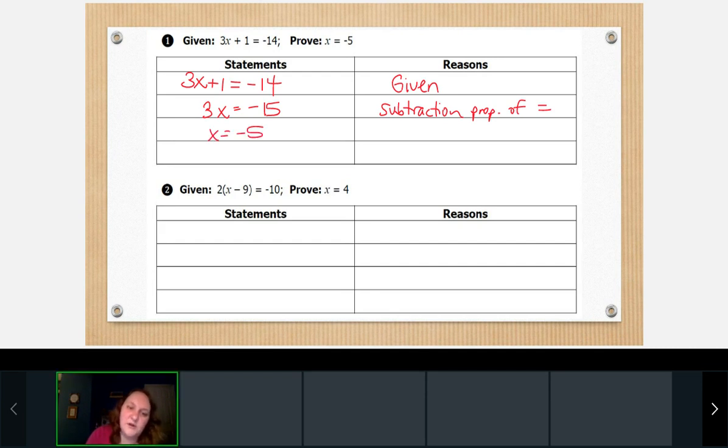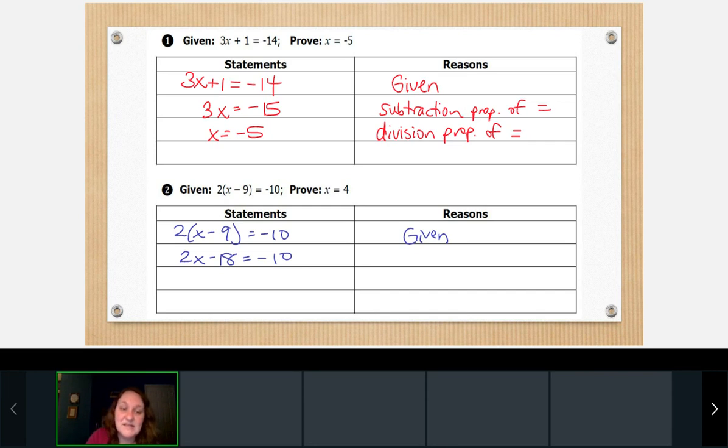So here's an example where whoever did this clearly had more in their brain than I did, but we were able to do it in 3 steps, and they did it in 4. It's still correct, though, so we're good. And the last one here says 2 times x minus 9 equals -10. Why? Because that was given. All right, I want to solve for x. Let's distribute that 2.